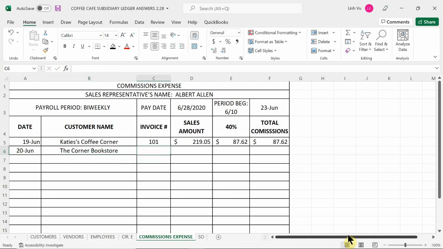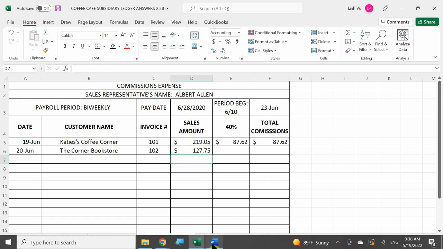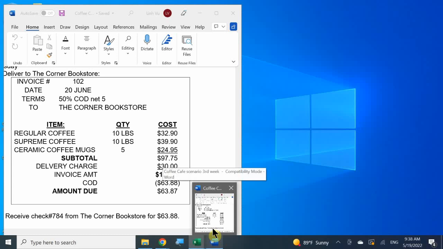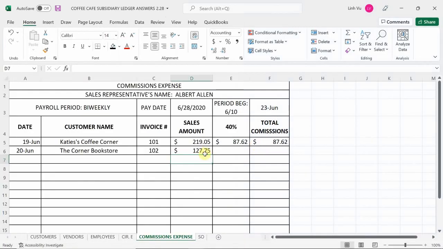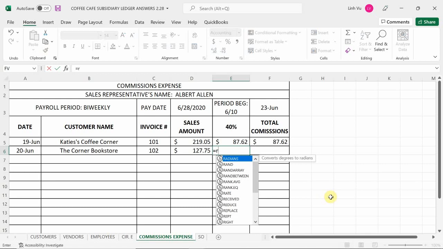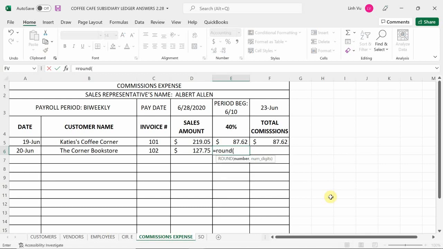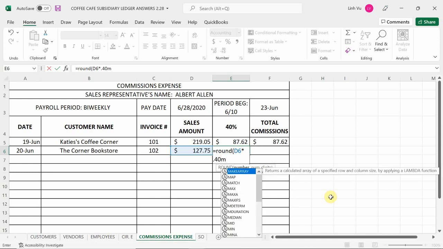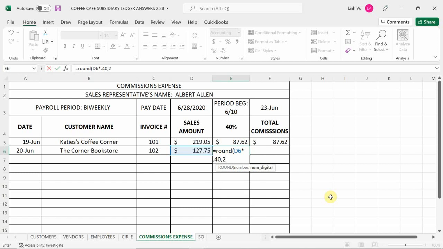the customer name. It was invoice number 102 for a total of $127.75. Okay? 127.75 was the total sales. So then I need to calculate what's 40% of that. So in this case, equals round this number times 0.04, comma 2. It's 40% of sales.